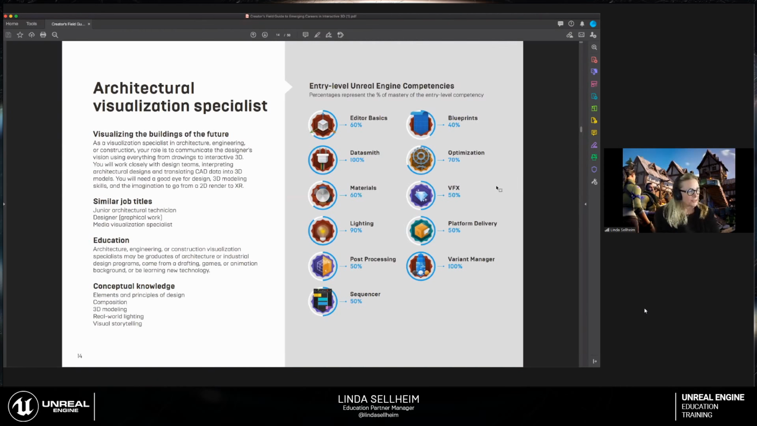So you can see here an architectural visualization specialist. It's a broad title that covers a lot of ideas around jobs in architecture, but these are the main skills that kept coming up over and over again when we interviewed people. Something like Datasmith is heavily used in architecture, but not so much in other places. And each one of these shows your mastery of this at these levels.